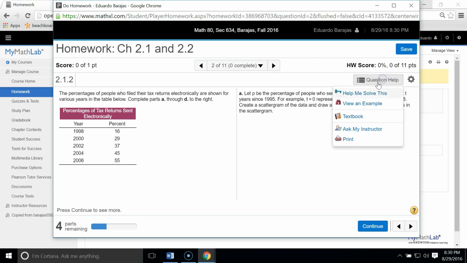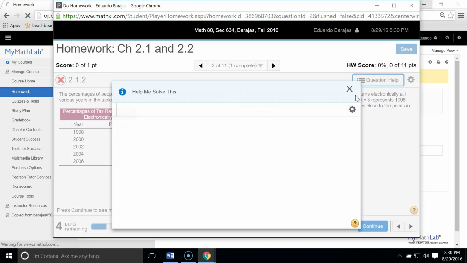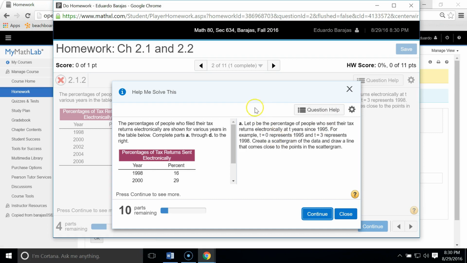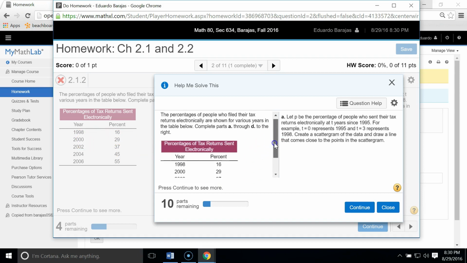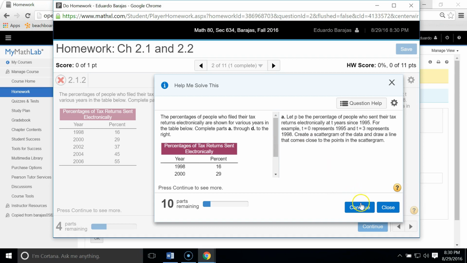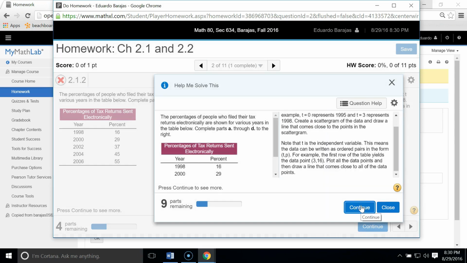You don't get it. You can click here, help me with this question, and there are a few help aids built in to help you solve it. One of them is help me solve this question. So you click on that, a little window will pop up, and the exact same question will appear. See the exact same numbers? 1998, 16, 2000, 29. It's the exact same question, and it will grab you by the hand and guide you through the answer. You have to read through that. It involves reading, I'm afraid. Note that t is an independent variable. This means the data can be written as an ordered pair, right? So you walk through it.